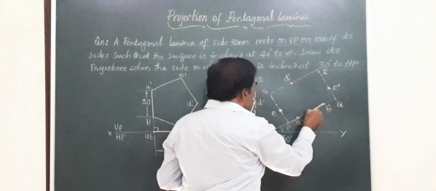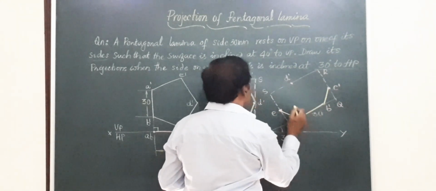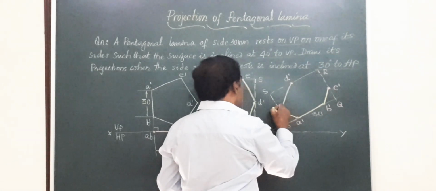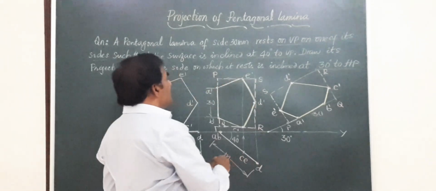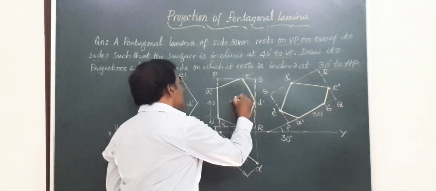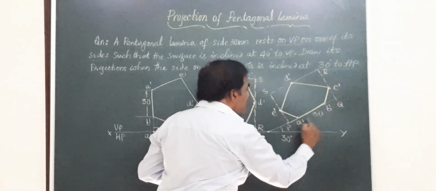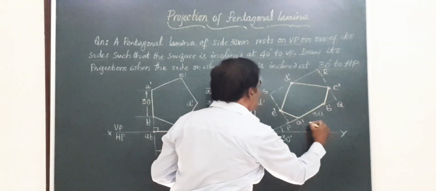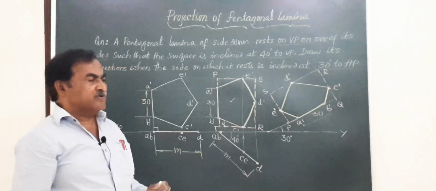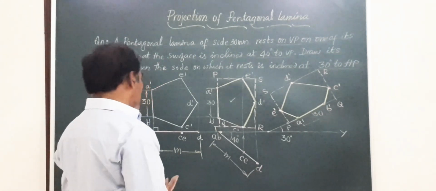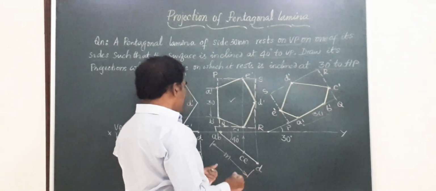So join A to B, B to C, E to A, D to E, or the D dash you will say, and then this. Friends, whatever the figure we had here is redrawn with AB lying on this line, which is inclined at an angle of 30 degrees to HP. I got the front view. Finally, I should get the top view. So, following the procedure of drawing the projectors from every point, you will get it.